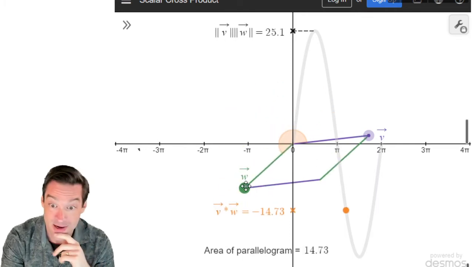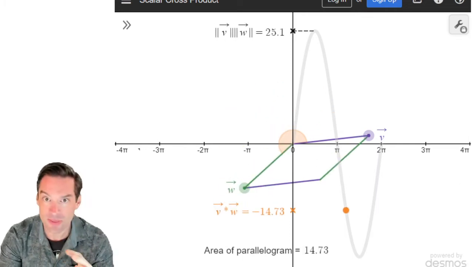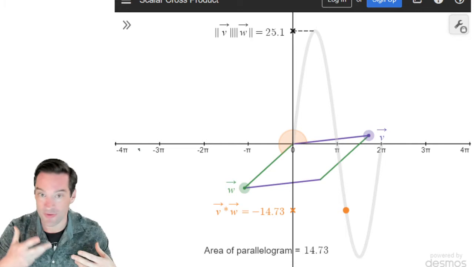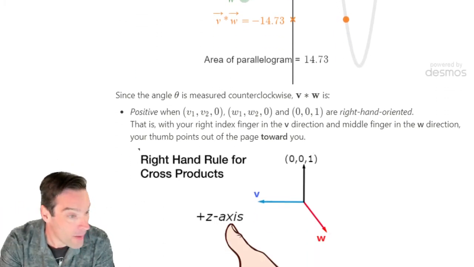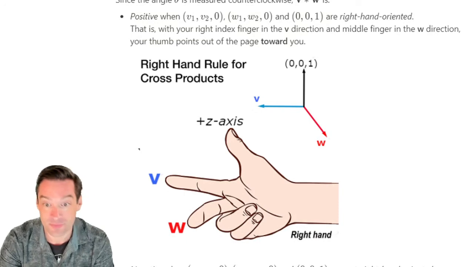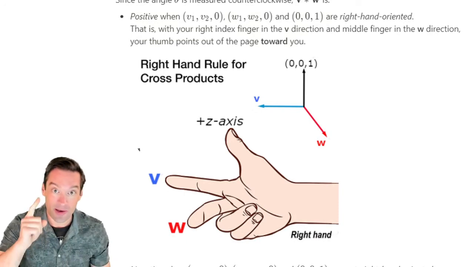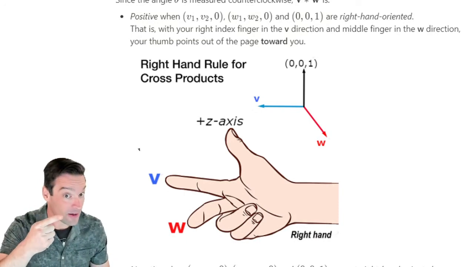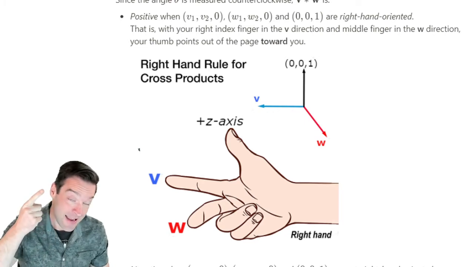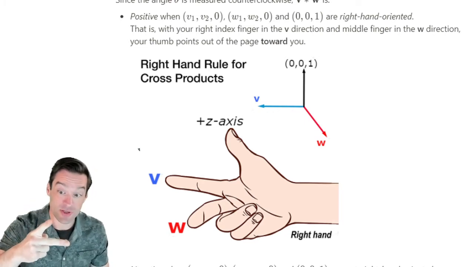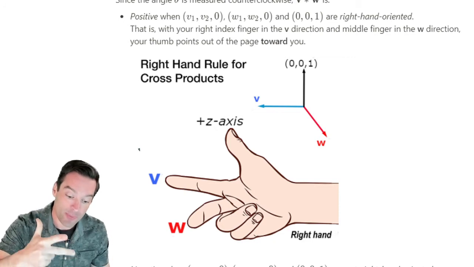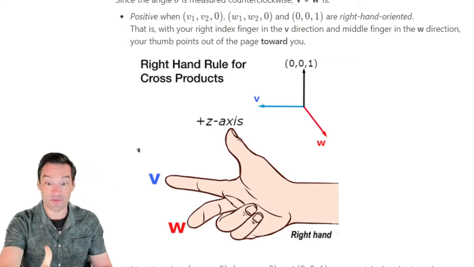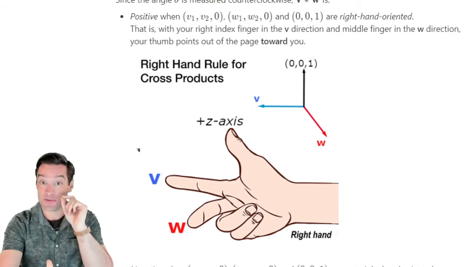And so one of the ways that we can think about when a scalar cross product is positive versus when it is negative is, as I promised, in terms of handedness and orientation. One way to think about it: it's going to be positive when, if I put my right hand index finger in the direction of the first vector V and my middle finger in the direction of the second vector W, then my thumb is going to be pointing out of the paper that I have in front of me. It's going to be pointing straight at my face, right?